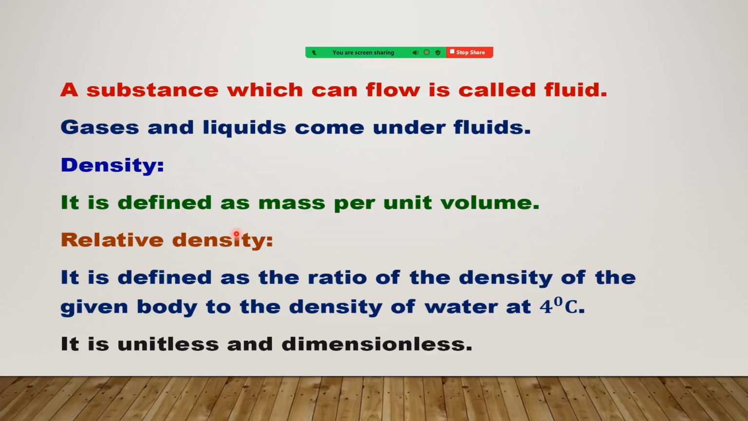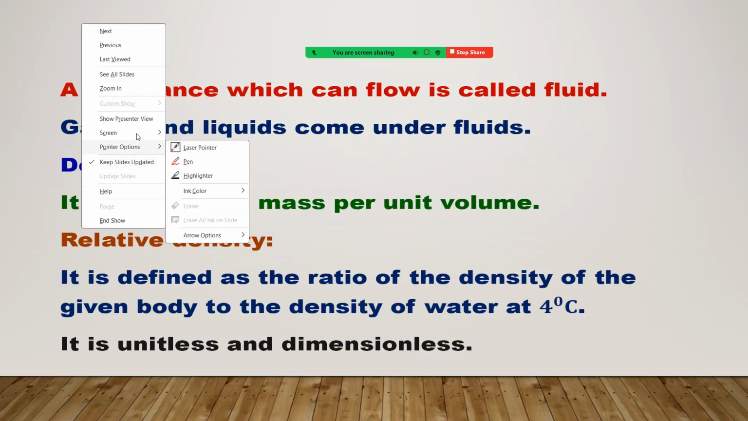Let us see first. So first we're focusing on what a fluid is. A substance which can flow is called a fluid. That means we are saying gases and liquids are fluids because both are flowing. And then we focus on density, and it is defined as mass per unit volume. Let us see once.